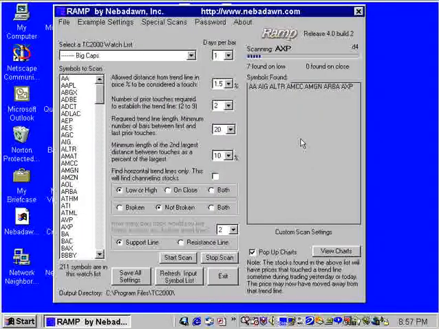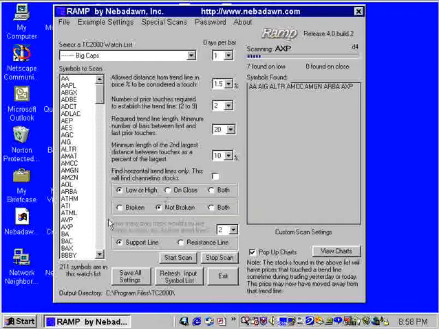Welcome to this demonstration of the ramp trendline scan program. I'm going to get right into a scan and we'll be looking at charts very quickly. I'll come back later and we will take a look at how the inputs were filled out on this chart.